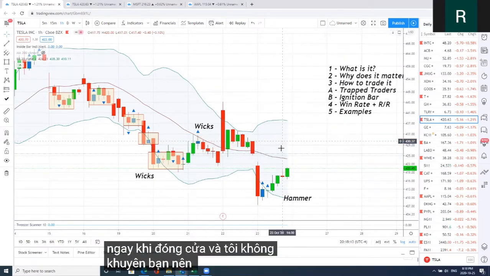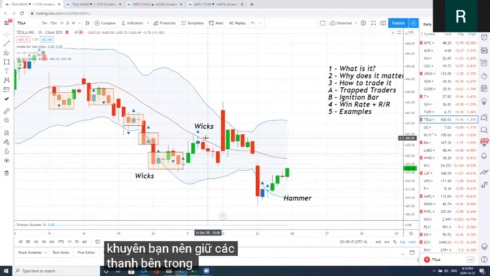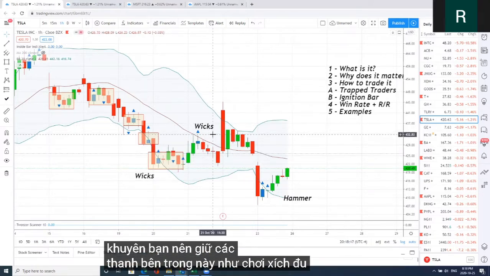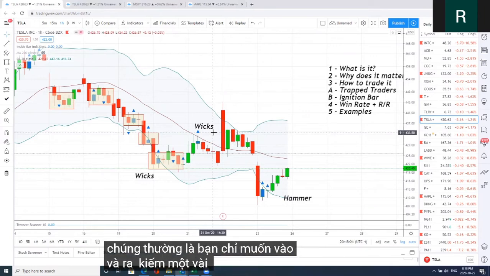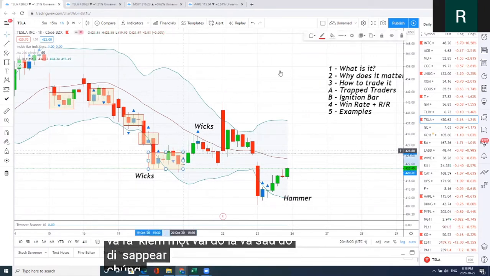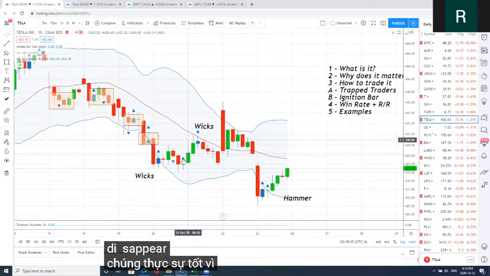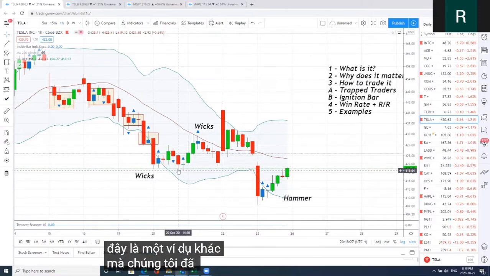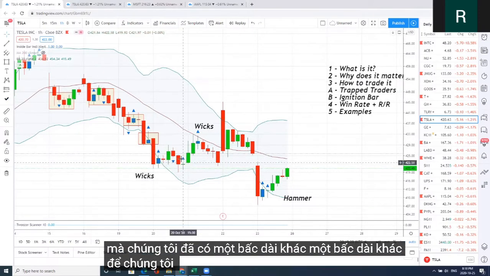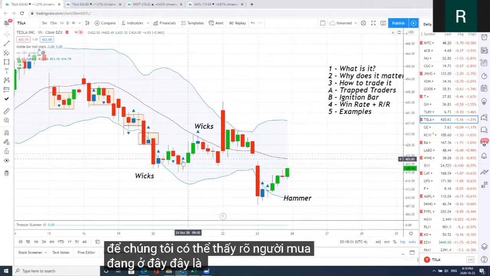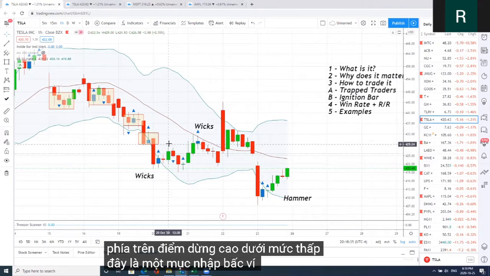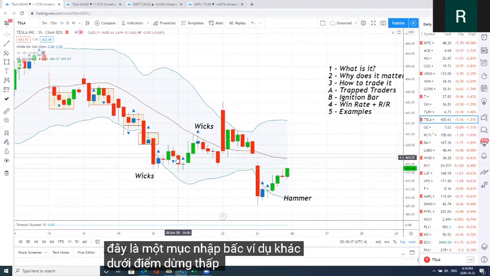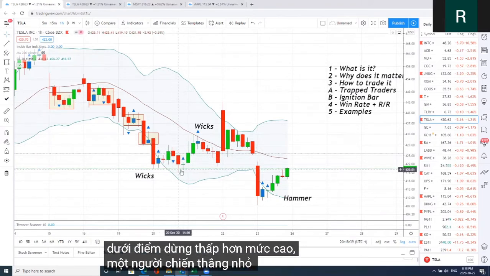And I don't recommend holding these inside bars as swing plays unless they're on bigger time frames. Usually you just want to get in and out, make a few bucks, and then disappear. They're really, really good for that. Here's another example where we had a long wick, another long wick. So we could clearly see the buyers were in here. This is your inside bar, entry above the high, stop below the low. Here's another example: wick, wick, entry below the low, stop above the high, another little winner.